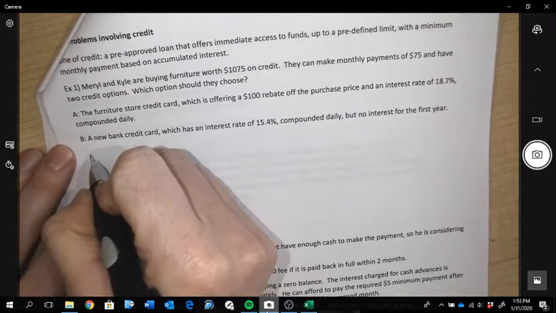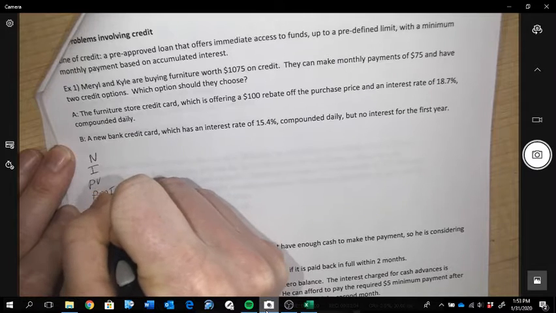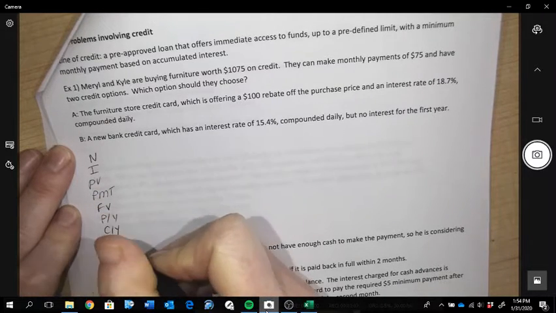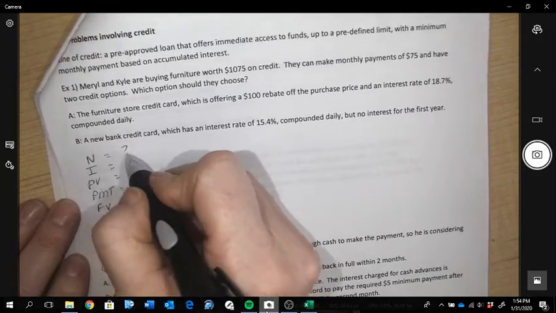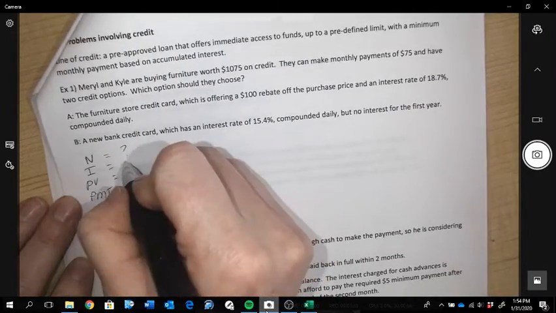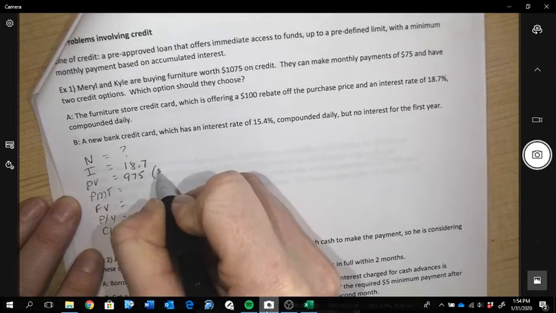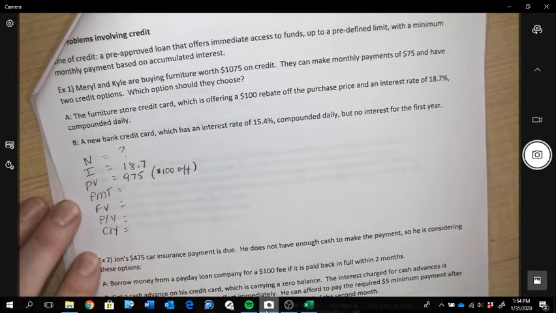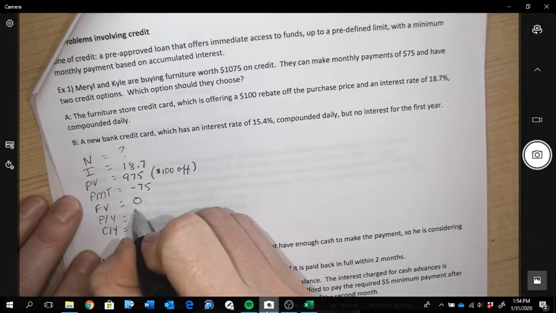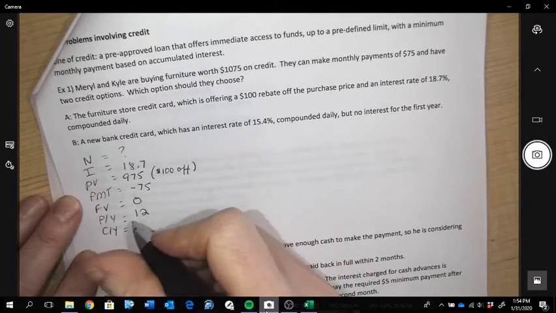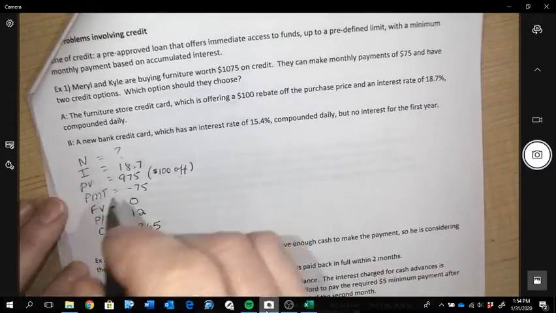Okay, so we're going to do this in our calculator. So let's talk about all of the things we're going to need. We don't know how many payments you'd have to take to pay it off. The interest is 18.7. The present value is actually $975 because we got $100 off. And the payments, we're going to go minus 75 each month. We want to end up at 0. Payments per year, we're going to make 12 monthly payments of $75, and we're going to compound it daily. So we're going to type that in and solve.